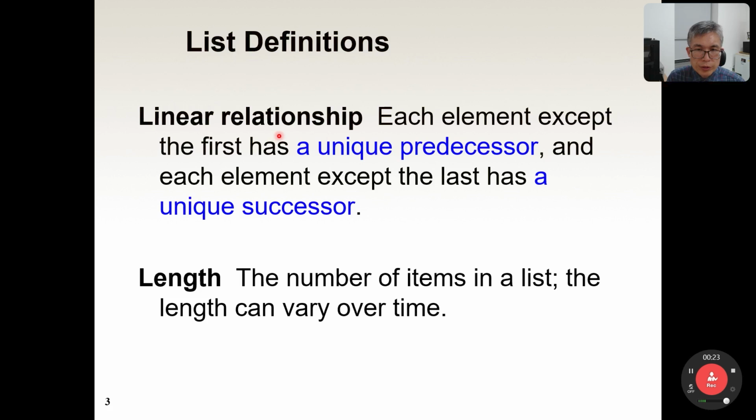The linear relationship means each element except the first has a unique predecessor, and each element except the last has a unique successor. In the middle, an element has a parent and a child. The parent is the predecessor, and the child is the successor. The length is the number of items in a list. The length can vary over time.